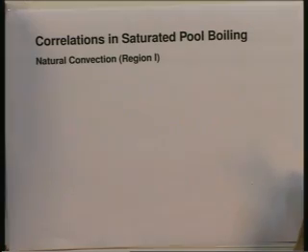We add heat to that liquid, just as I had indicated in the sketch last time. We go on adding heat, and we will go through the various regions of boiling, and in those various regions, what are the correlations to use. So, the first region which we have identified is natural convection, that is region 1 from last time.